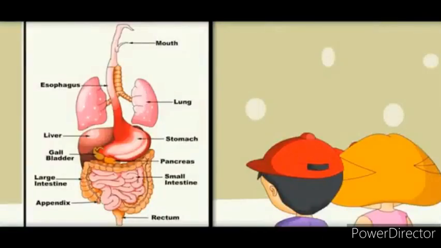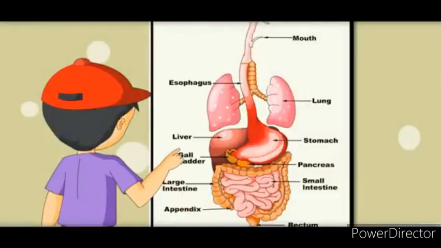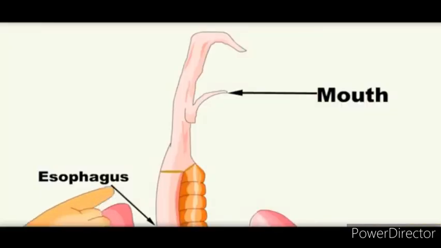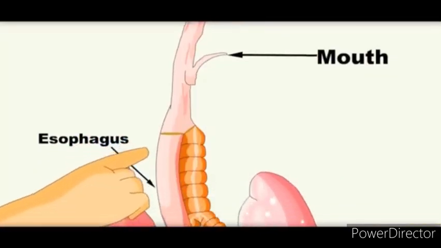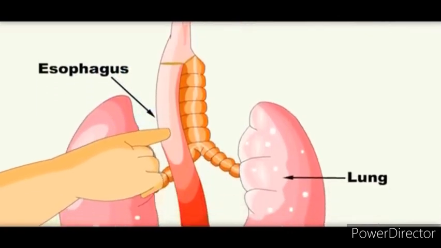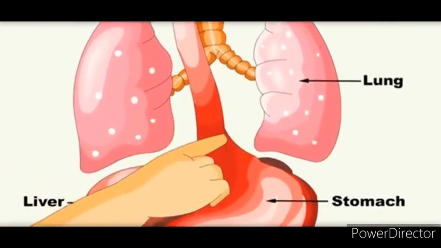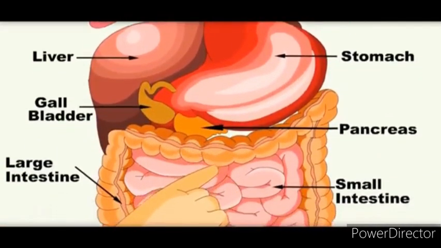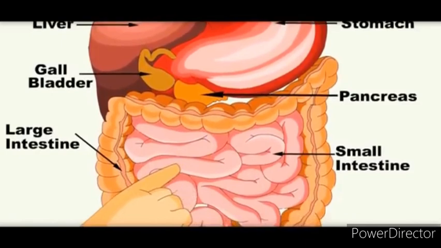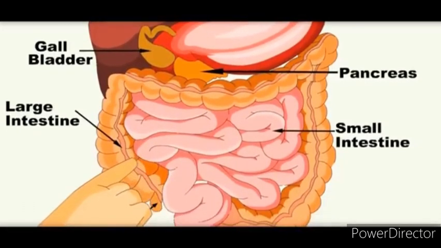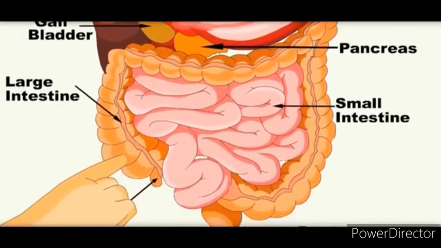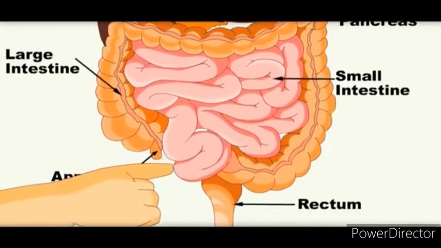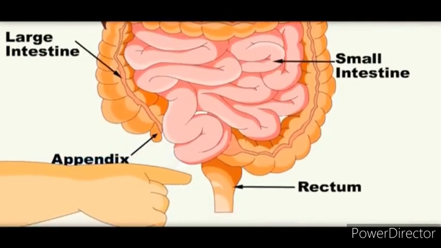So here you can see whole digestive system. Now you know the whole journey of food. Wow! It is a long journey. It starts from mouth, goes to esophagus, which is food pipe. From there, it goes to stomach. Then it enters small intestine, and from small intestine, it enters large intestine. And from there, it comes out of body through anus.